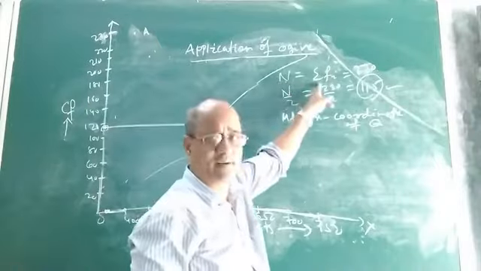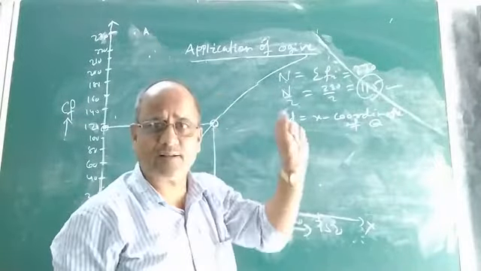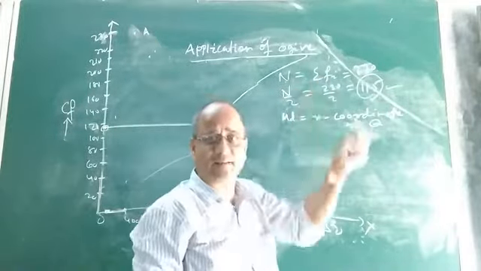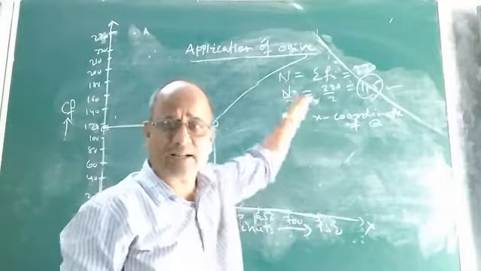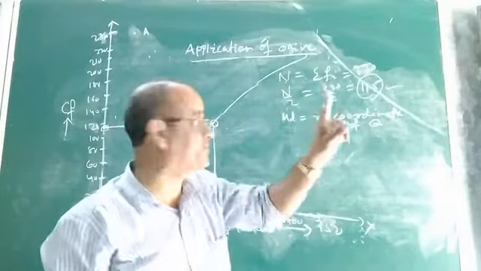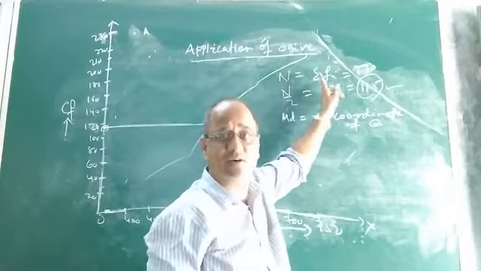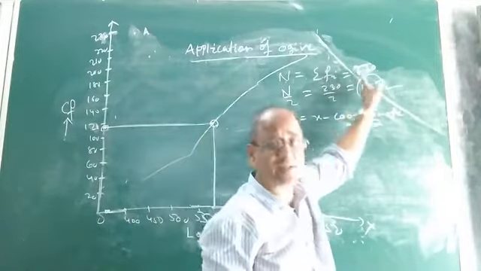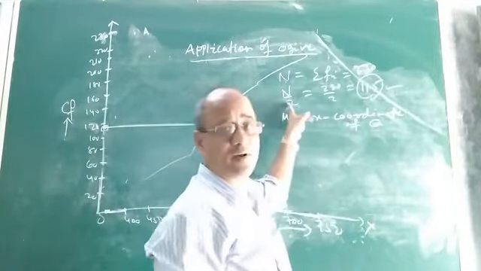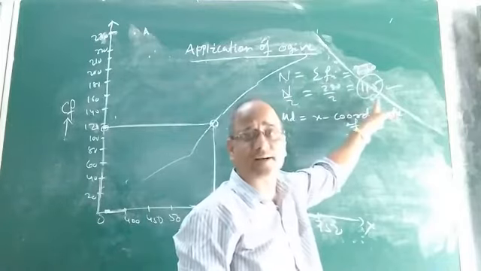First you find n. In order to determine the median, first you see what n is. N means the total number of observations. That can be obtained by adding all the frequencies, because n equals sigma fi, the sum of frequencies. Suppose it is 230. Then you find the value of n by 2. N by 2 is 115.